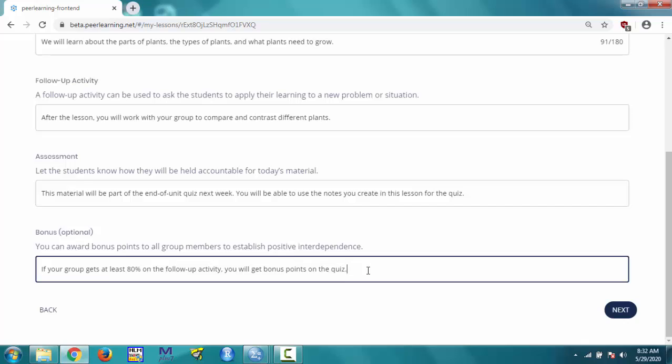In this case, if the group gets at least 80% on the follow-up activity, then the group all receives bonus points. This is a form of interdependence called reward interdependence, and this is one of the many ways that peer learning can incentivize students to help and assist the other students in their group to learn the content.